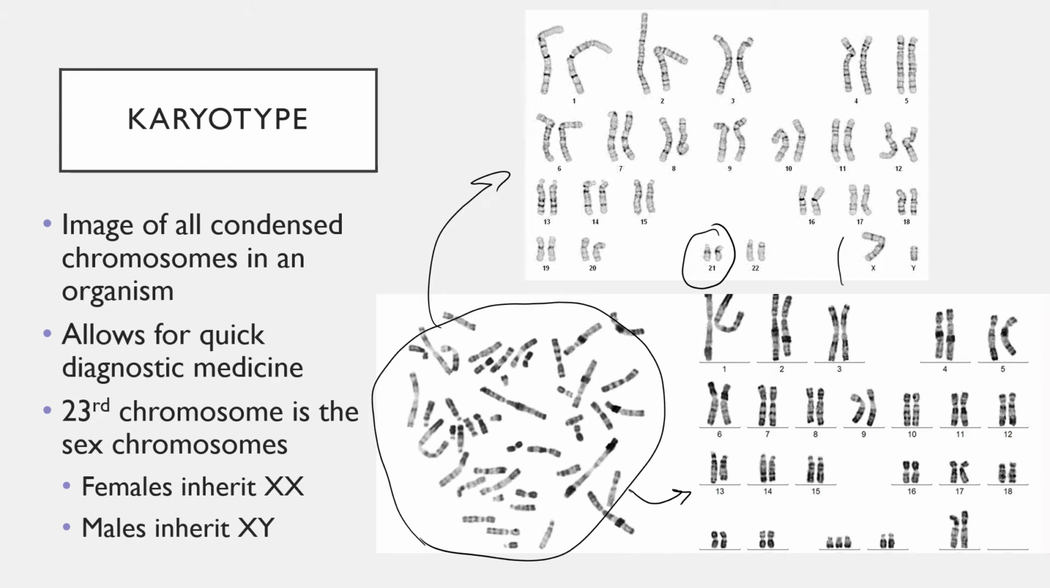We can also see that the 23rd pair of your chromosomes is not labeled with a number. It's labeled X and Y. And this is because females inherit 2 copies of this X chromosome. Males inherit only 1 copy of the X and they get a Y chromosome. The whole purpose of that Y chromosome is to confer male characteristics on the organism.